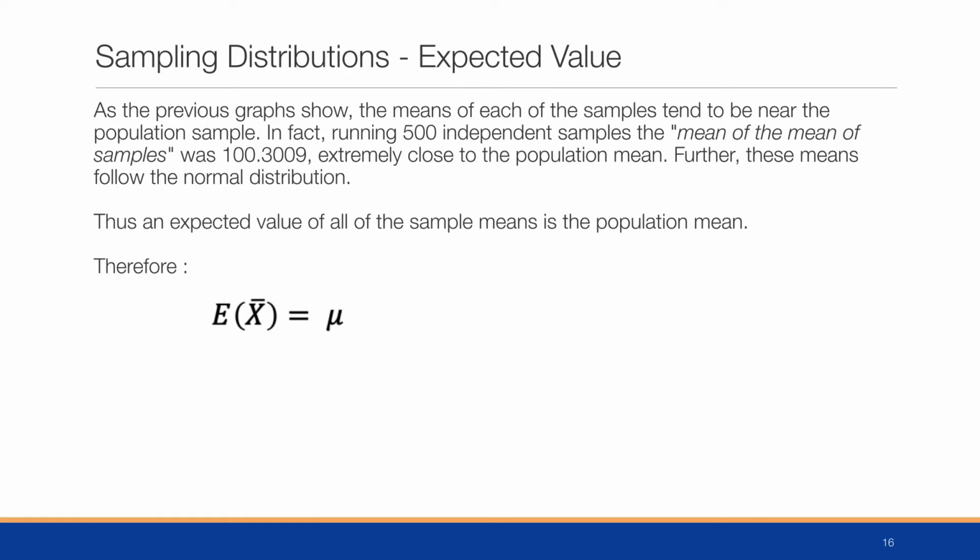As shown in the previous graphs, the means of each of the samples tend to be near the population mean. In fact, running 500 independent samples, the mean of the samples, so taking the average of all of the averages, was 100.30. It's extremely close to the population mean. Further, those means that we got will follow a normal distribution. Therefore, the expected value of all of the sample means is going to be equivalent to the population mean. So if you took a whole bunch of samples, took their averages, those averages would then form a normal distribution. And the expected value of that normal distribution would be equivalent to the population mean.